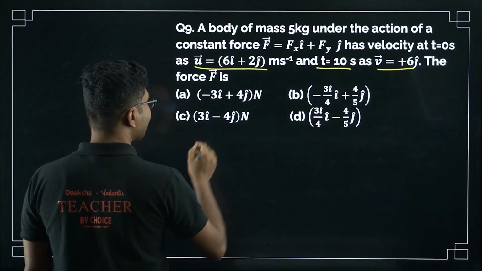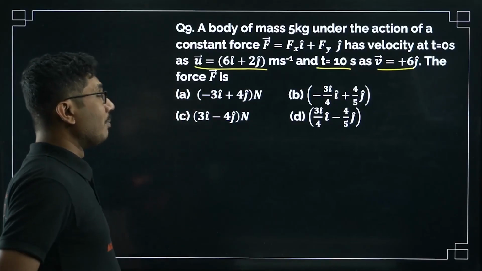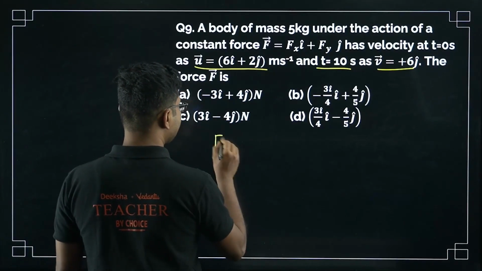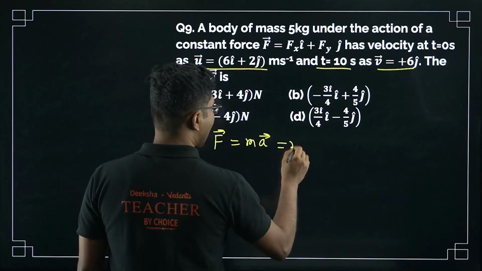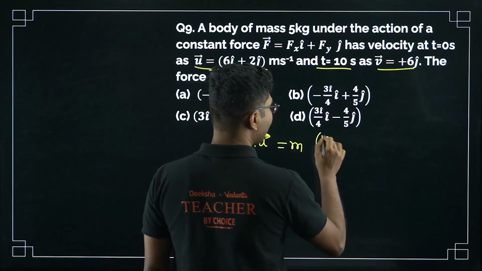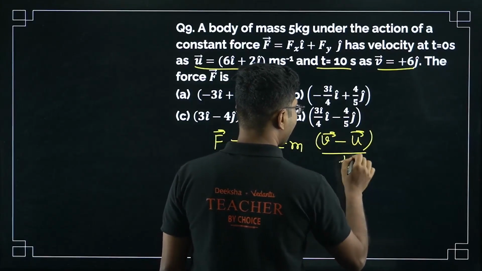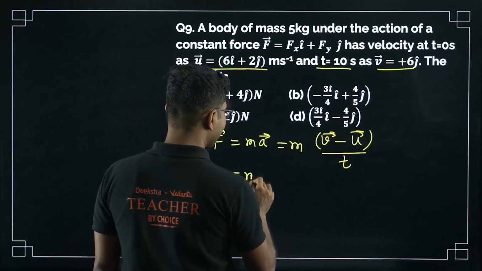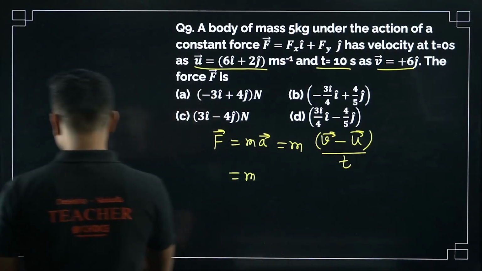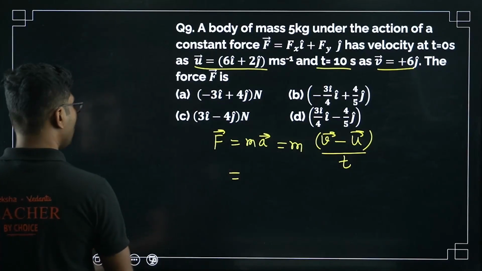So what is the definition of force? Definition of force is basically mass into acceleration. What is acceleration? Acceleration is final velocity minus initial velocity divided by time, right? v minus u by t. So we can do the same thing using vectors as well. So mass is given 5 kg, so let us put that value over here.